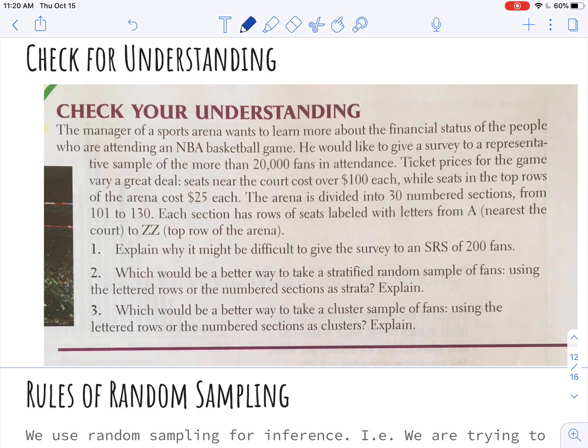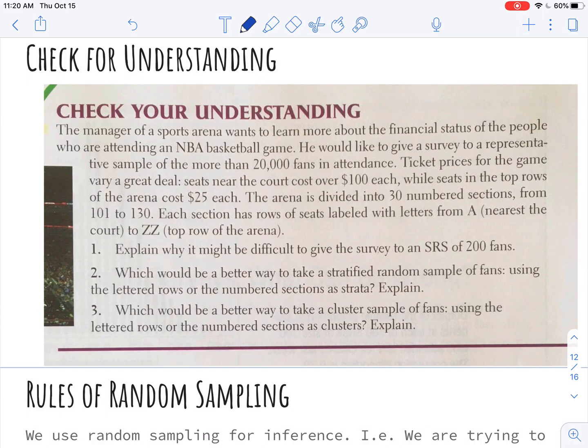It's going to be hard to get 200 people out of 20,000, especially with a number that large at such a variable event. So I'm using a little bit of real world understanding of what this arena looks like to help explain why just choosing 200 random seats and then going to those 200 random seats is not going to work.